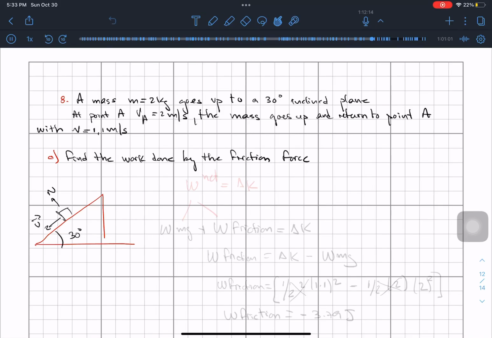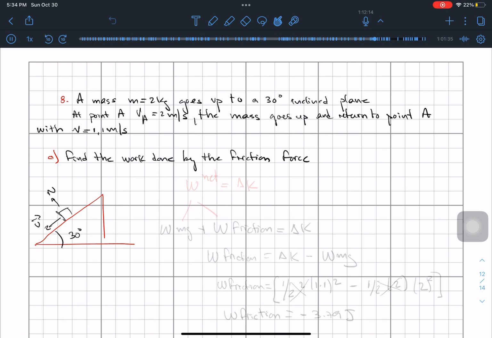So for problem A, the mass of 2 kilograms goes up a 30-degree inclined plane. At point A, the velocity is equal to 2 meters per second. Then the mass goes up and returns to point A with velocity equal to 1.11 meters per second. For part A, we have to find the work done by the friction force.